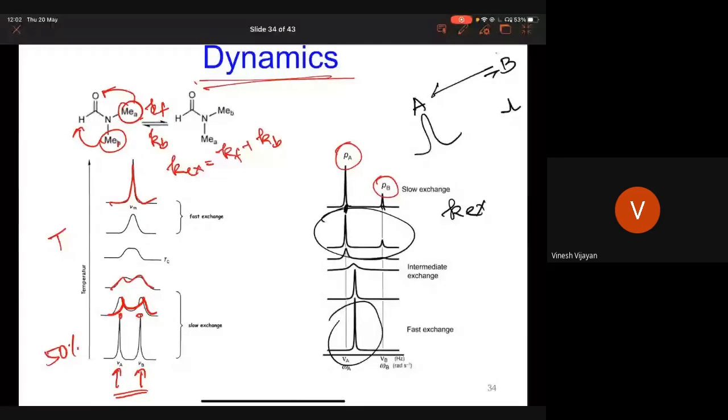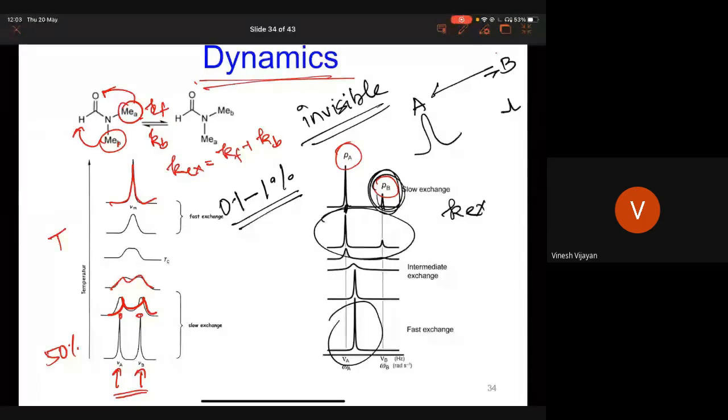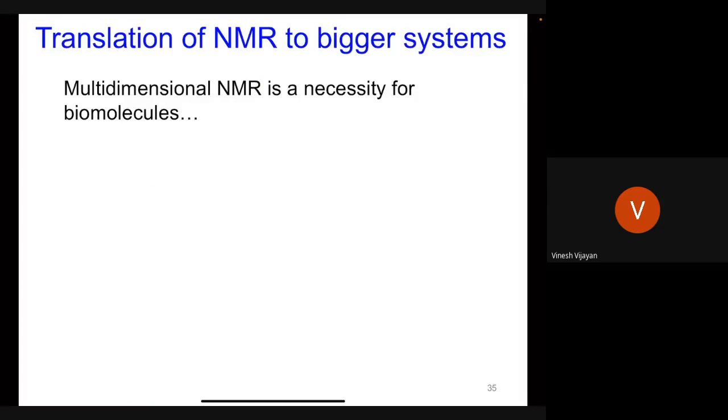And people have exploited this very fundamental aspect in order to see the minor populated species. And I must mention here that this is one of the unique hallmarks of NMR, where something that is invisible to any other spectroscopic technique can be seen in NMR. As low as 0.1 to 1% population can actually be observed using these techniques. Once again, hopefully we'll have tutorial sessions in future where somebody will be explaining these aspects.